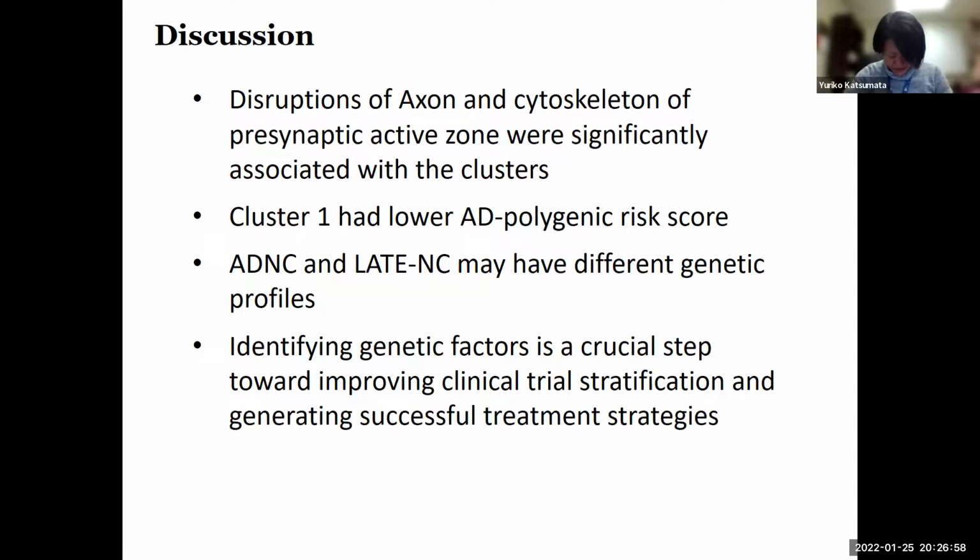Disruption of the actin cytoskeleton of the presynaptic active zone was significantly associated with the TDP-43 clusters. Because cluster 2 and cluster 3 had different polygenic risk score distributions, AD and LATE may have different genetic profiles. Investigating the genetic architecture of LATE and AD is a crucial step toward improving clinical trials and generating successful treatment strategies.